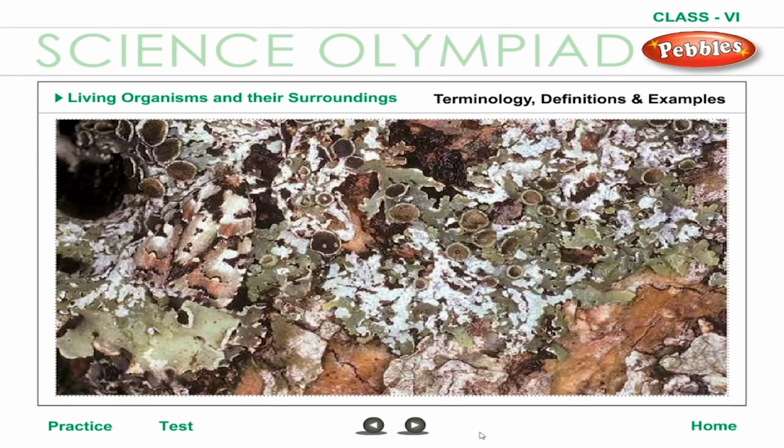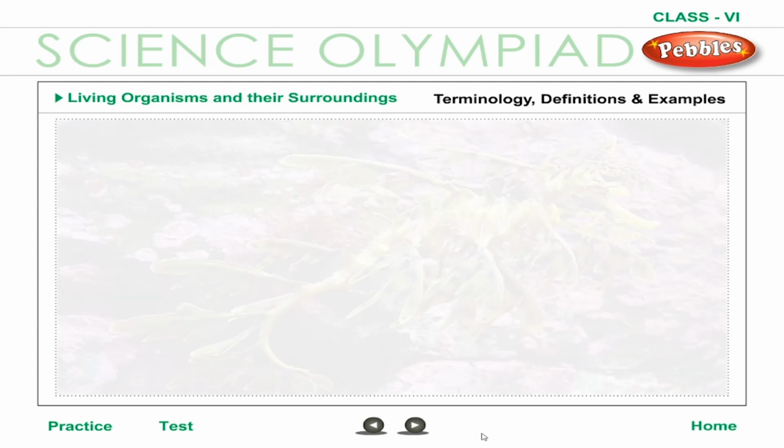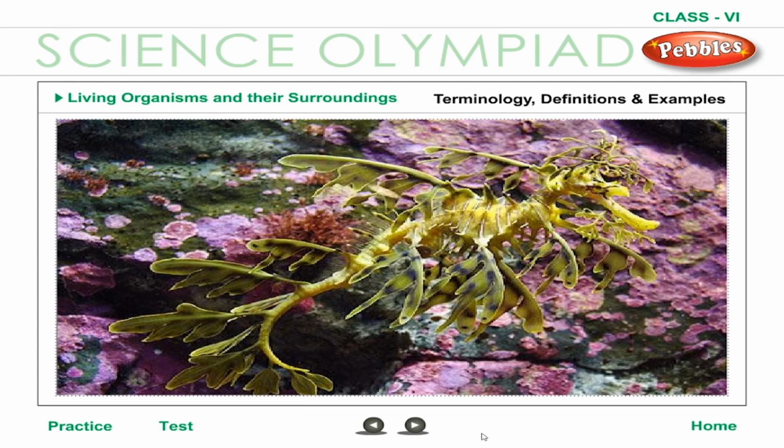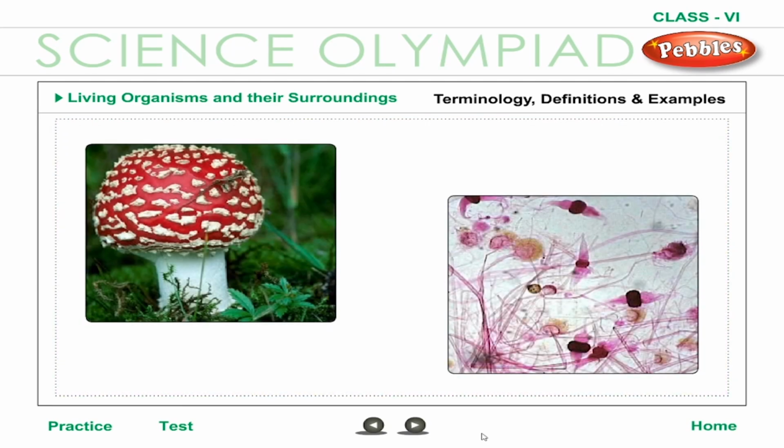Cryptogams. Non-flowering plants which do not have distinct roots, stem or leaves. Example, algae, moss, fern. Thallophytes. Simplest plants which are not differentiated into roots, stem and leaves. Example, rhizopus, mushroom, yeast.